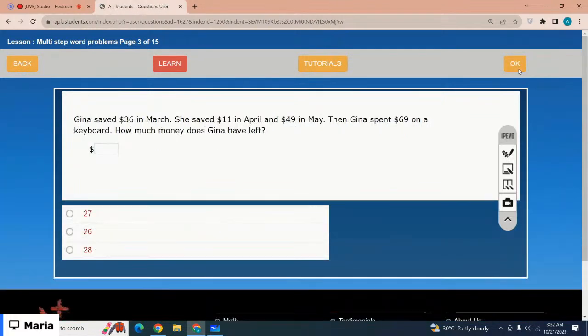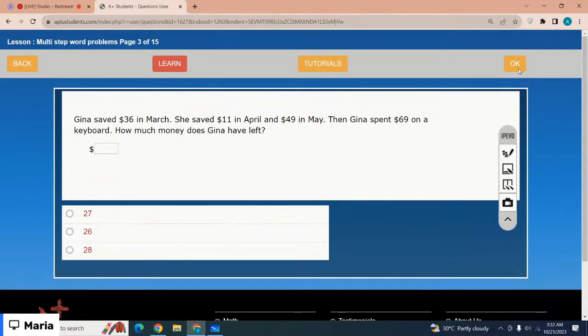Okay, Gina saved $36 in March, $11 in April, and $49 in May. Then Gina spent $69 on a keyboard. How much money does Gina have left? So, which is the correct option?